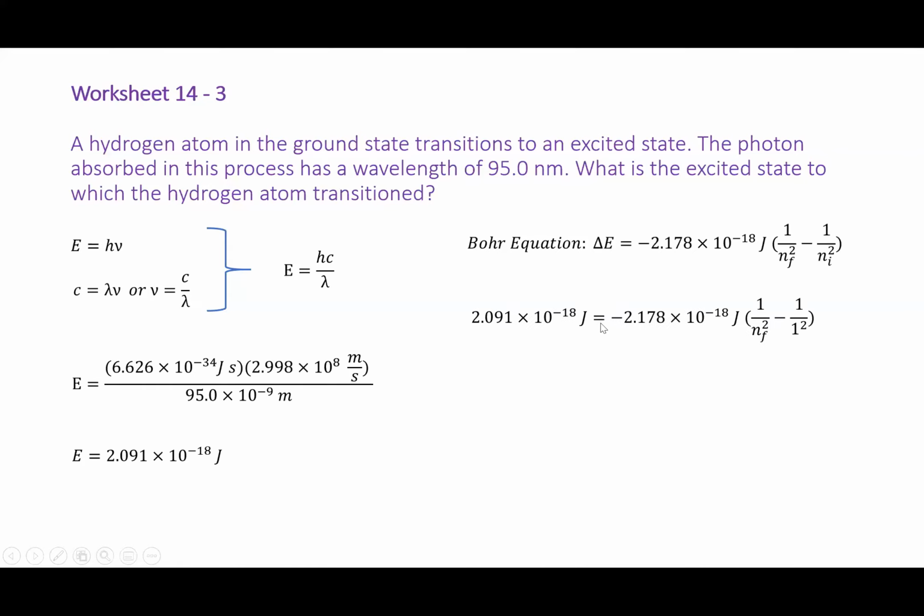And if I plug this in and set everything equal to each other, you notice I only have one variable to solve for, which is n final, or the excited state to which the hydrogen atom transitions from the ground state. And if I solve for that, I just rearrange my equation to solve for nf. I get my final excited state transition to be equal to 5.